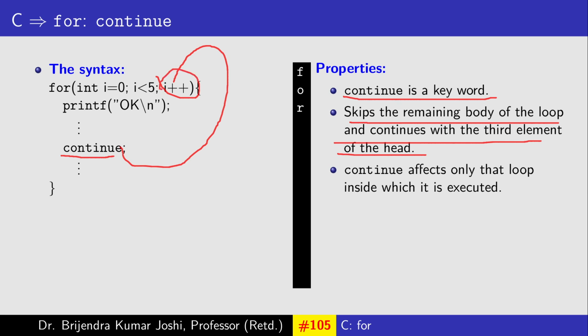Continue affects only that loop inside which it is executed, just like break. So if you have a for loop inside a for loop, and this continue is executed inside the inner loop, then it will continue with the third element of the head of the inner loop. So it affects only that loop inside which it has been executed.